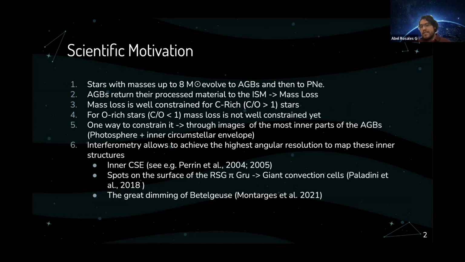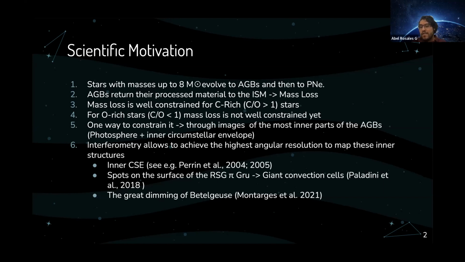First, stars with masses up to 8 solar masses evolve to the asymptotic giant branch phase, and then they transform into planetary nebulae. During this AGB phase, the stars experience mass loss events, and all their processed material is returned to the interstellar medium, contributing to its enrichment. However, the mass loss processes are better constrained for carbon-rich stars with a carbon-to-oxygen ratio larger than 1 than for oxygen-rich stars with a carbon-to-oxygen ratio less than 1. So I will explain why in the next slide.